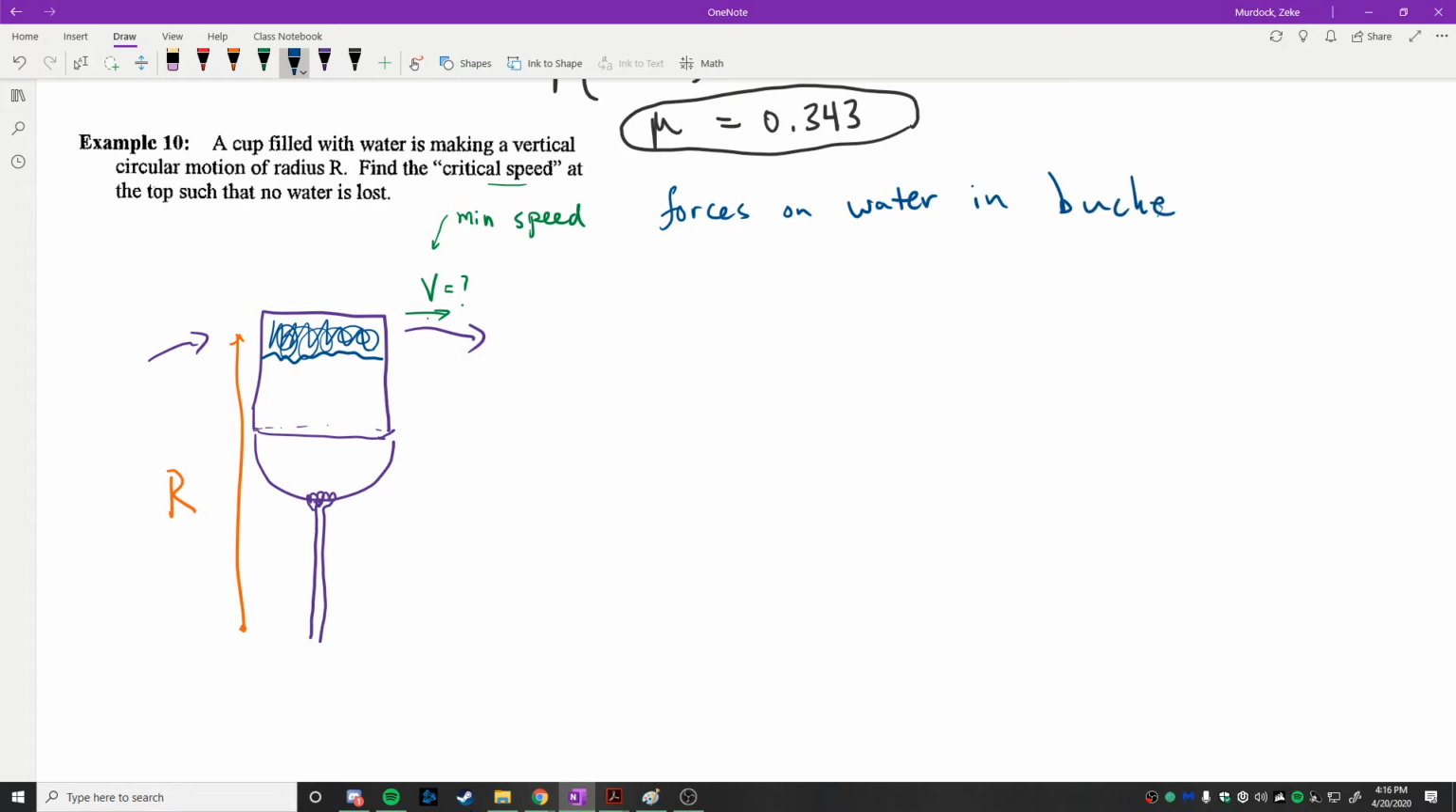Not the forces on the bucket, the forces on the water, okay? What would the forces on this water in here be? Okay, a normal force? I'm going to say that the normal force here is going to act down this way.